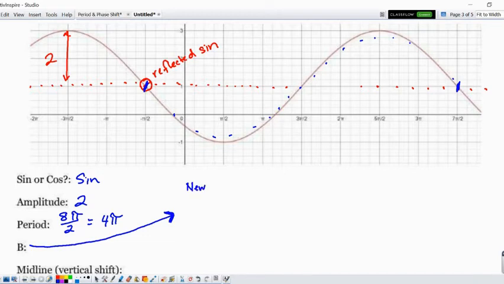We know that when we're graphing, the new period is 2 pi over b. Well, what we know is the new period and the old period. We know the new period is 4 pi, the old period is 2 pi, and we want to find b. So we're going to rearrange this equation.